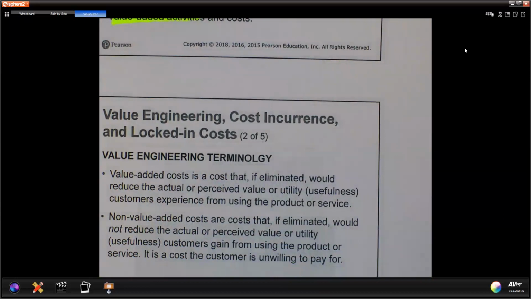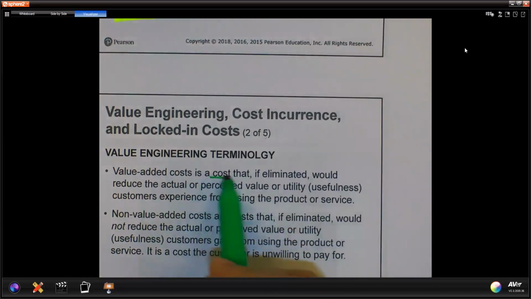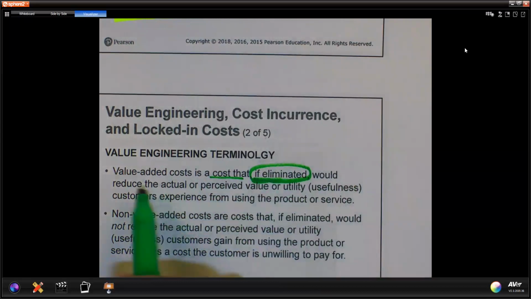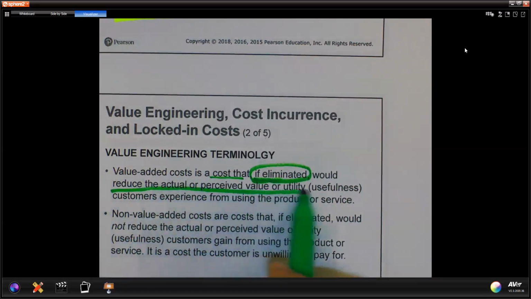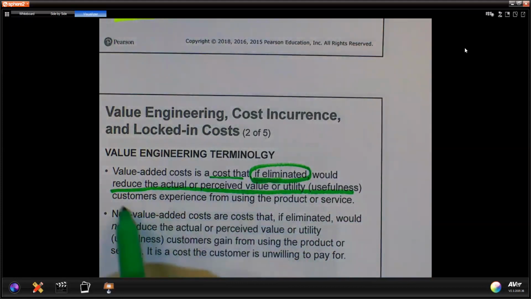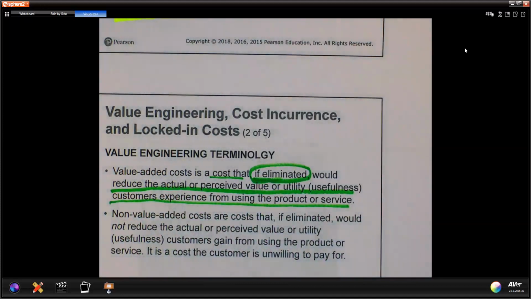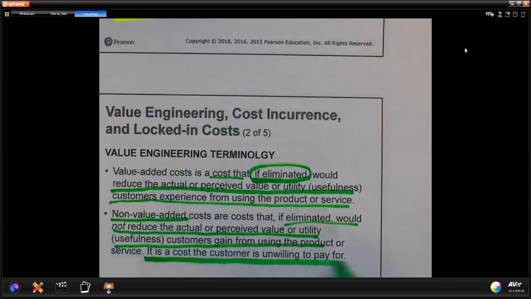Value added cost, let's read together, is the cost that, if eliminated, would reduce the actual or perceived value or utility. Because it adds value, if you eliminate it, it will hurt your value, whether from your quality or from your customer experience. On the other side, non-value added cost, if we eliminate it, will not hurt the value. This is the cost the customers are unwilling to pay for.